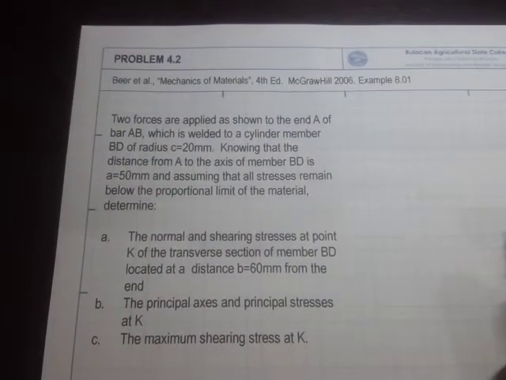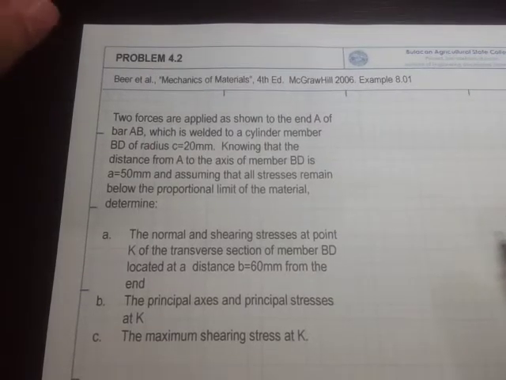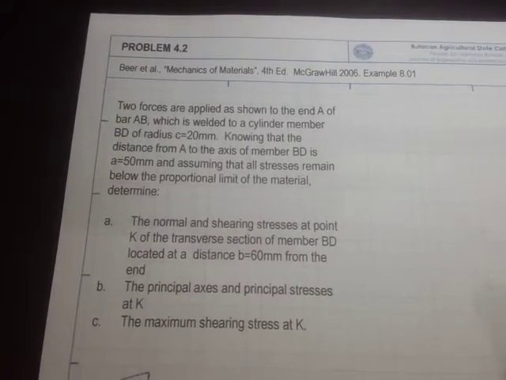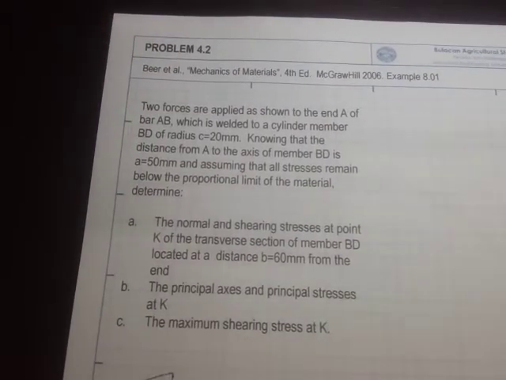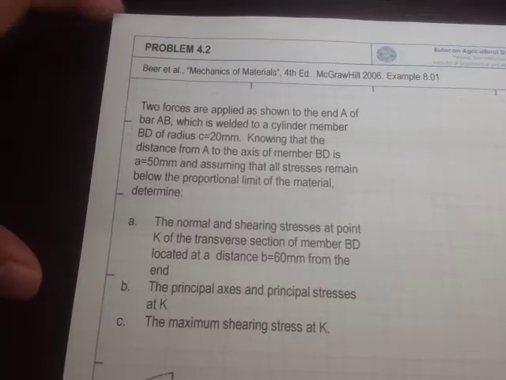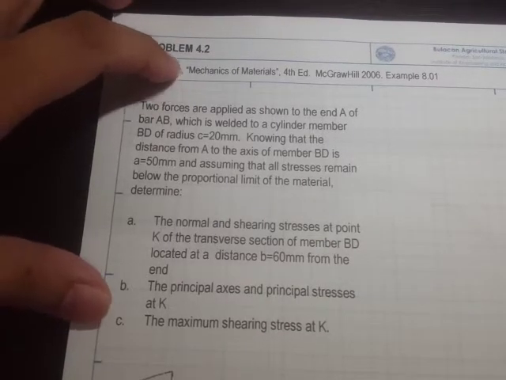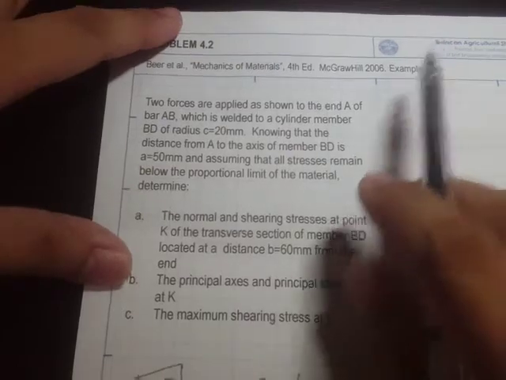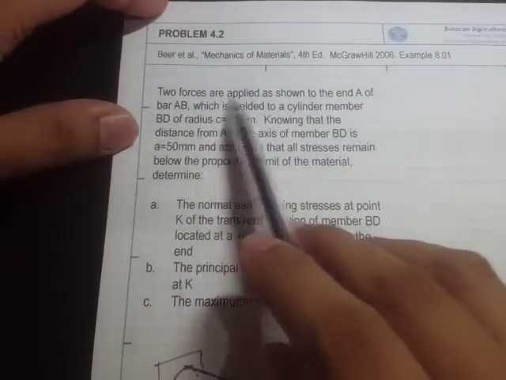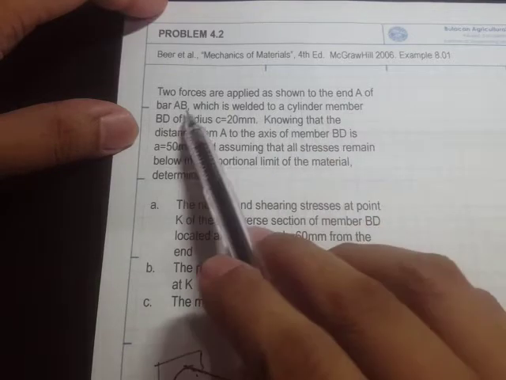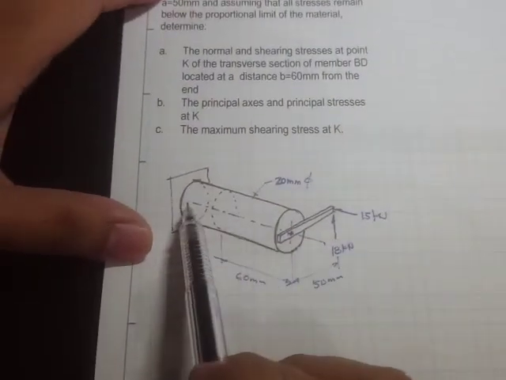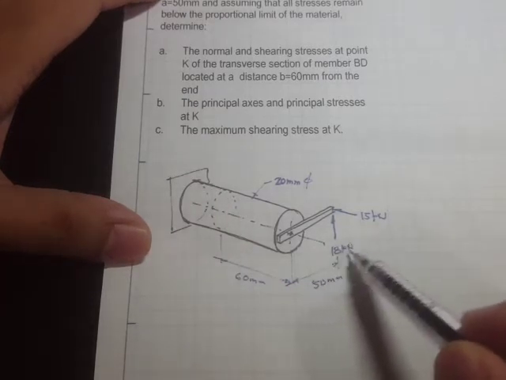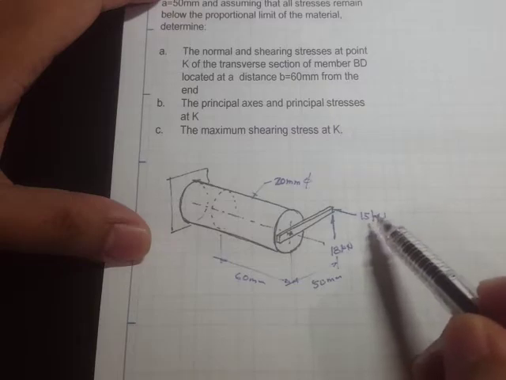All right, here's our second sample problem for this topic on static stress analysis. This one is taken from the textbook by Beer et al., and the title of the textbook is Mechanics of Materials. This is example 8.01. The problem says that two forces are applied as shown at the end A of bar AB. We have this bar AB right here, and it's fixed right here. And we have this 18 kilonewton force and 15 kilonewton force.